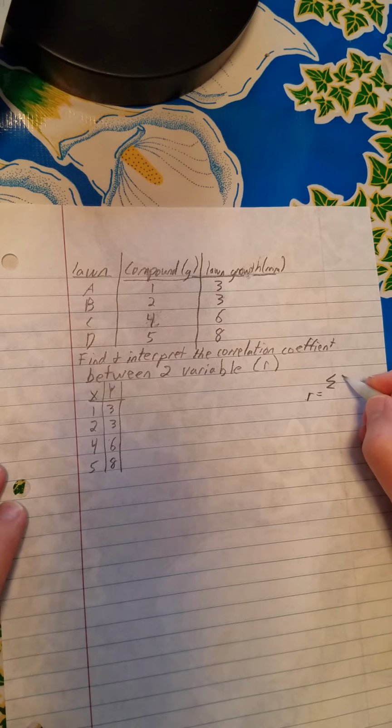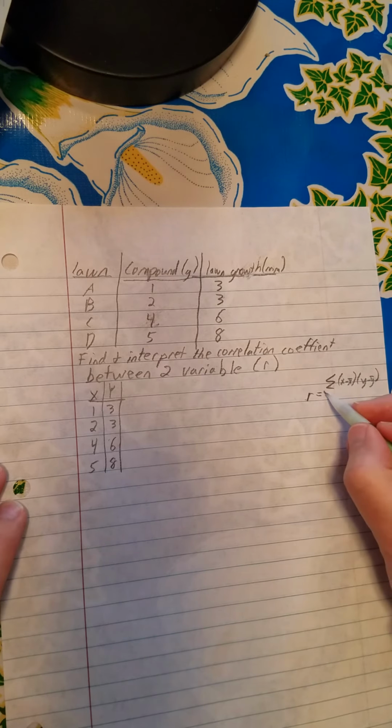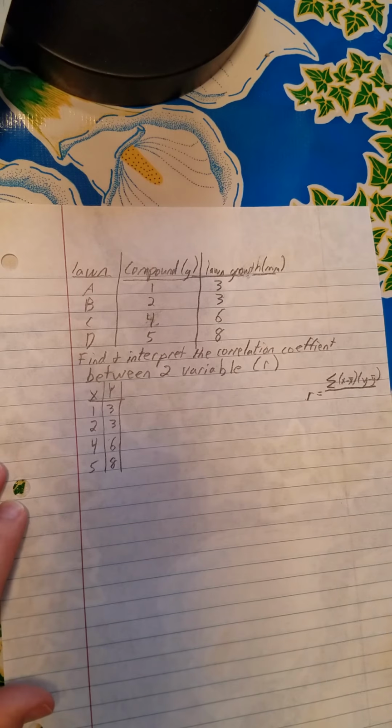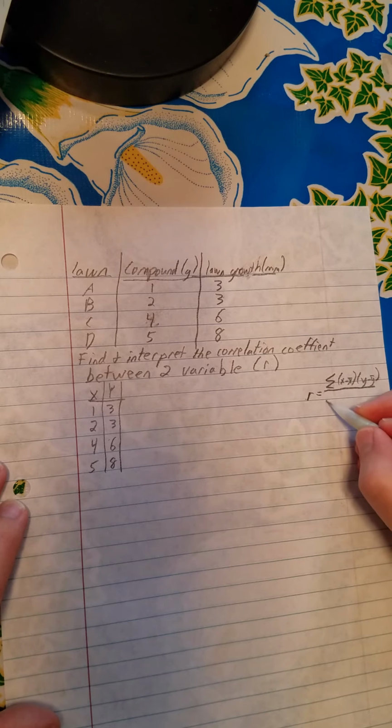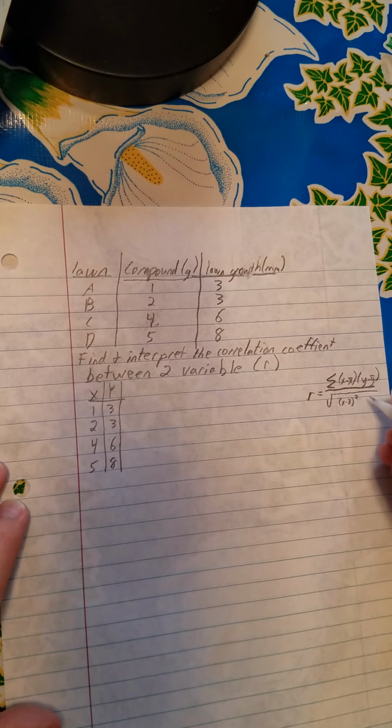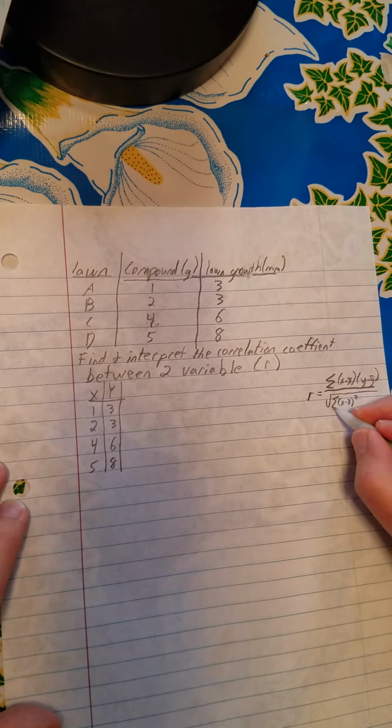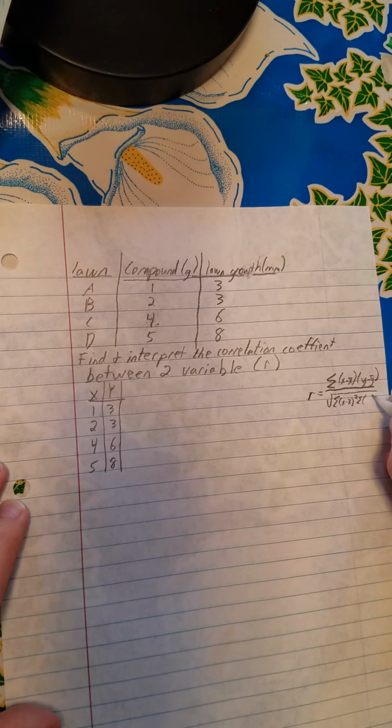The formula is the sum of the product of the difference of x and the mean of x, and y and the mean of y, all over the sum of the difference of x and the mean of x squared, times the sum of the difference of y and the mean of y squared, all square rooted.